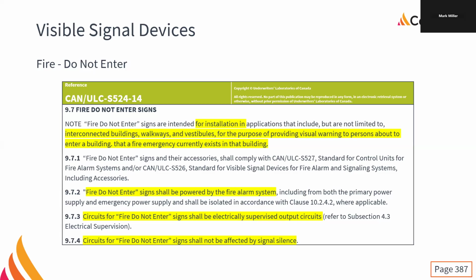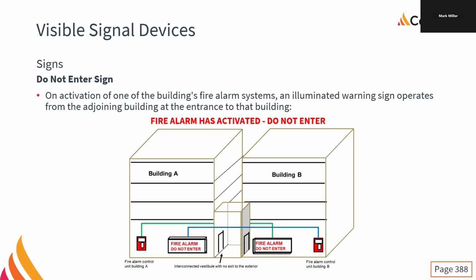They cannot be affected by signal silence. The interesting thing with signal silence, when you silence a fire alarm, the horns stop making noise, the strobes keep going, and the fire do not enter signs keep going. I think they just stay on solid. I don't think they blink. I've installed a lot of them. I don't remember right now, but they're not affected. They are still functional.